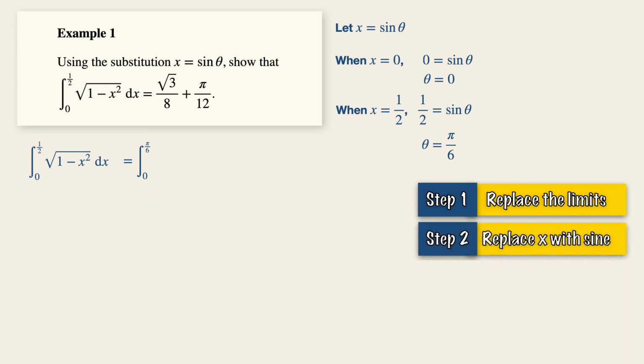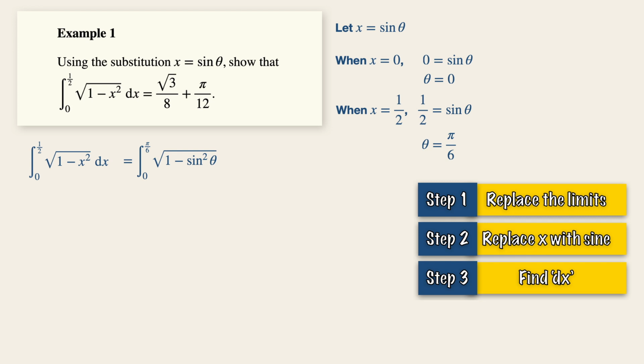Now for the second step, replace all the x that you see with sine theta, giving us square root of 1 minus sine squared theta. But hang on, how about this dx over here? So this brings us to the third step. Differentiate the substitution expression with respect to theta. So dx over d theta is simply cosine theta, and this implies that dx equals cosine theta d theta. So you see that this represents dx, so put it immediately beside the expression and replace dx with it.